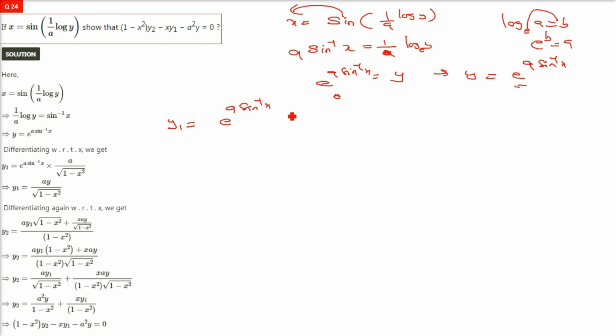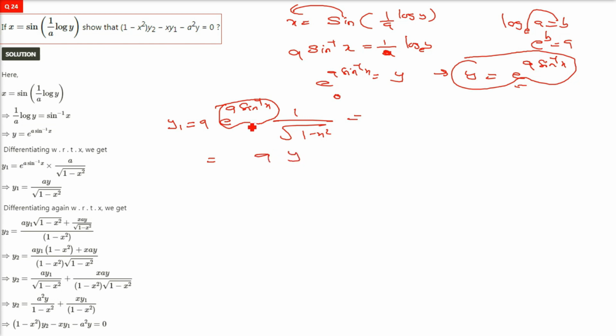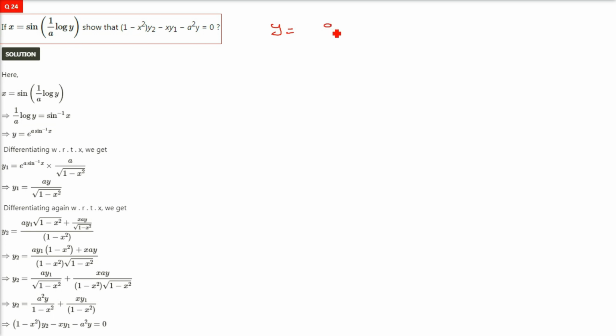So e to the power a sine inverse x, then the differentiation of a sine inverse x has to be done. So we have a, and the differentiation of sine inverse x is 1 by under root 1 minus x square. So what is this? y equals e to the power a sine inverse x, so this is nothing but y. So y1 is equal to ay divided by under root 1 minus x square. Now a we will use later, just keep it aside. We have y by under root 1 minus x square.